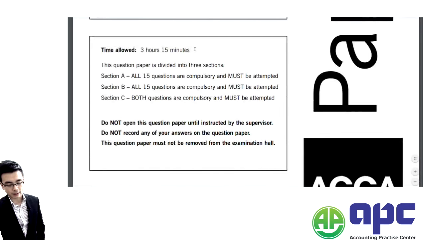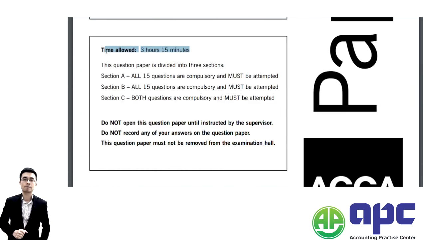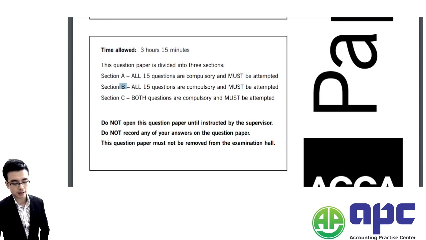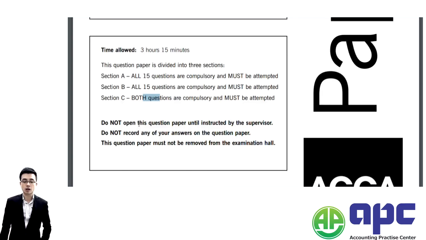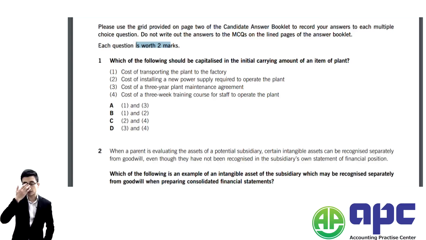So you are given 3 hours and 15 minutes in total to do this particular paper. And this paper has been divided into sections A, B and C. Section A, we've got 15 questions. Section B, we've also got 15 questions. And section C, we've got 2 long questions to tackle. So let's see then. Now, section A is the multiple choice questions that you need to do. There are 15 questions, each of them is 2 marks. And that means within section A, the total marks will be 30 marks.